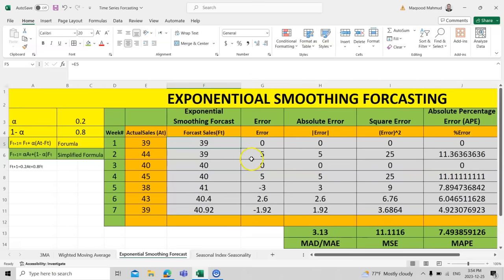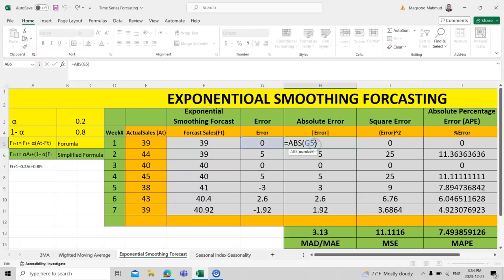Now you see the error here. As I told you, for the first week we cannot forecast, so there is no error, but for the second week we can forecast and the error is there. The error is $5. In the third week there is no error, and for the fourth week the error is 5. As I told you, statisticians don't like the negative sign, so to make it positive we use the absolute function, the ABS function, and all negative values become positive.